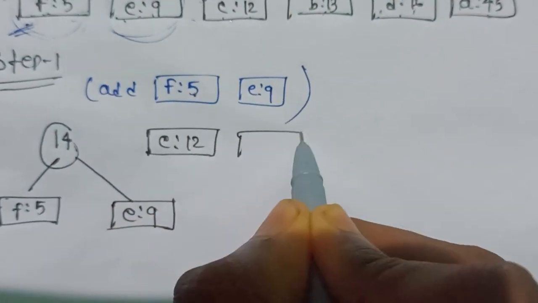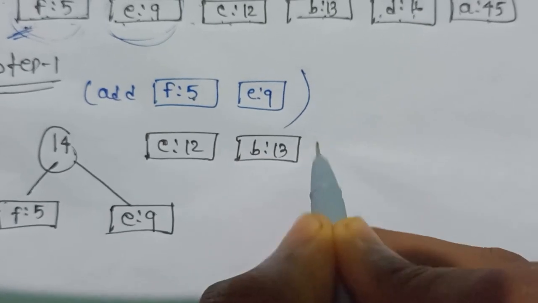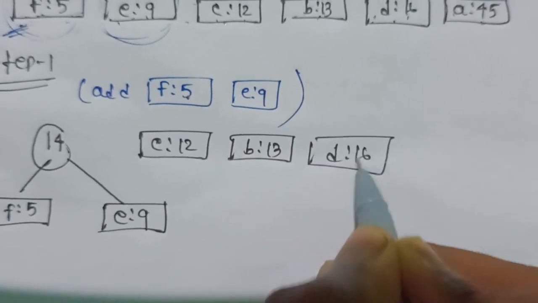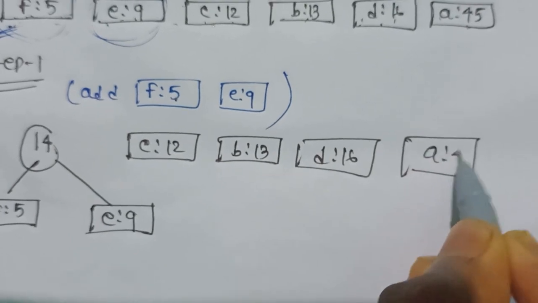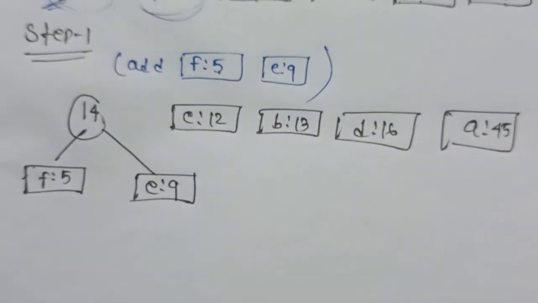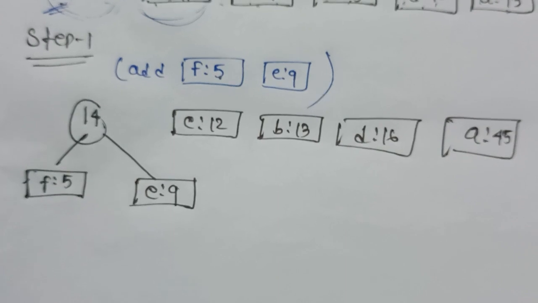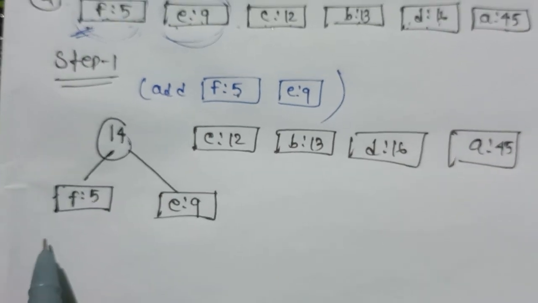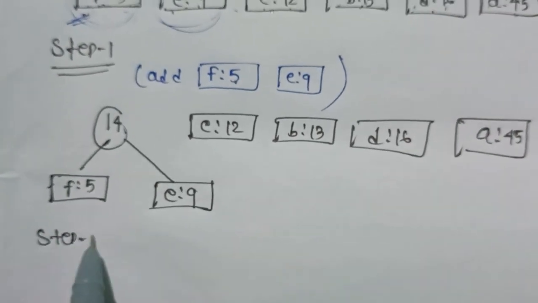C12, B13, D16, A45. Clear? Yes or no? Okay. So the second step, step number 2.